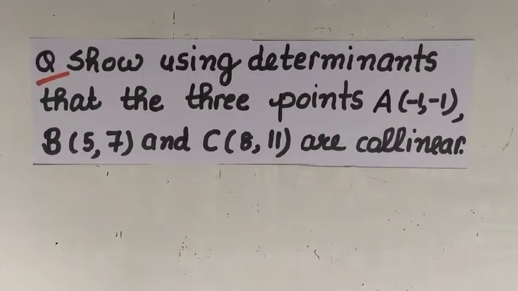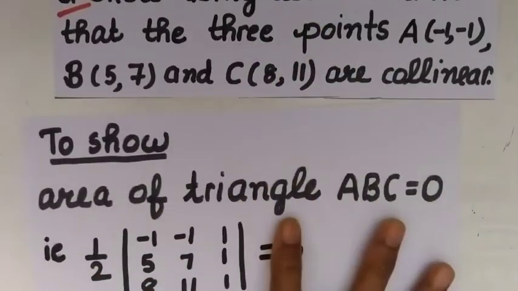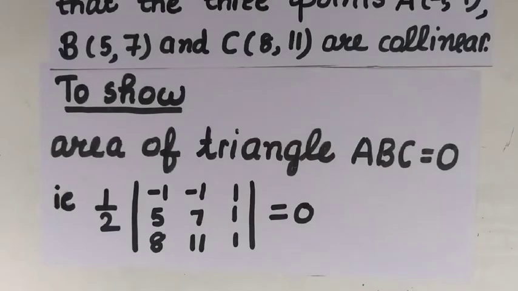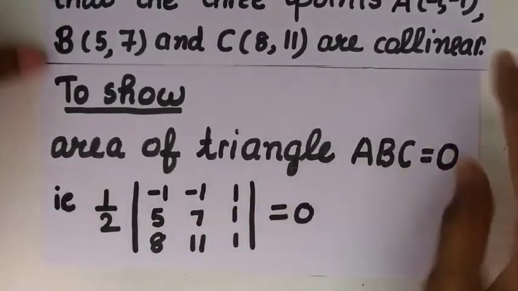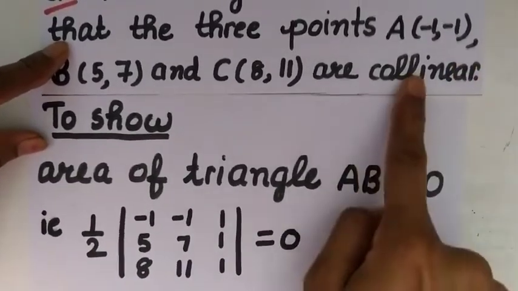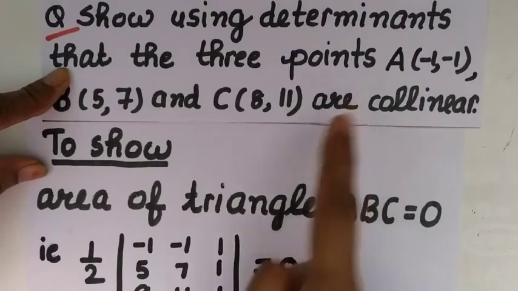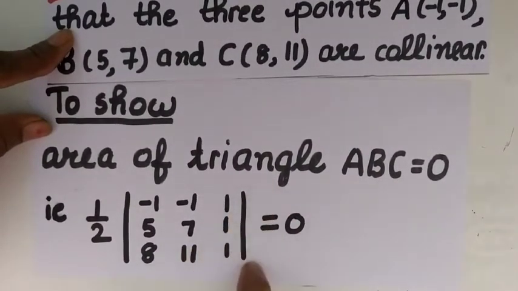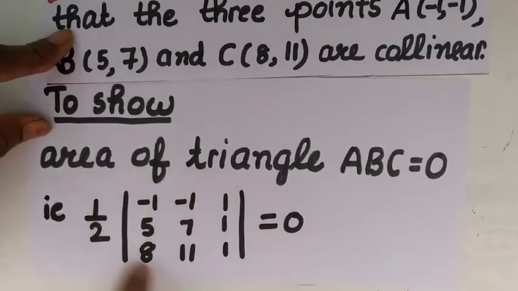What to do? So students, in this question we have to show area of triangle ABC is equal to 0. That is, we have to show half. It is the formula for finding area of triangle ABC. Half, and you can see minus 1, 5, 8, all these are x coordinates of A, B, C, and minus 1, 7, 11, all these are y coordinates of A, B, C, 1, 1, 1. Okay, so it is the formula for finding area of triangle ABC.